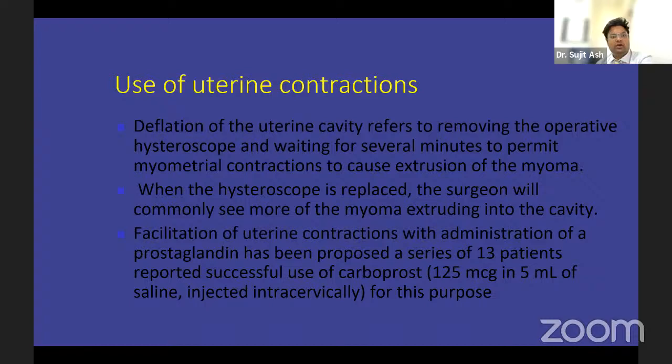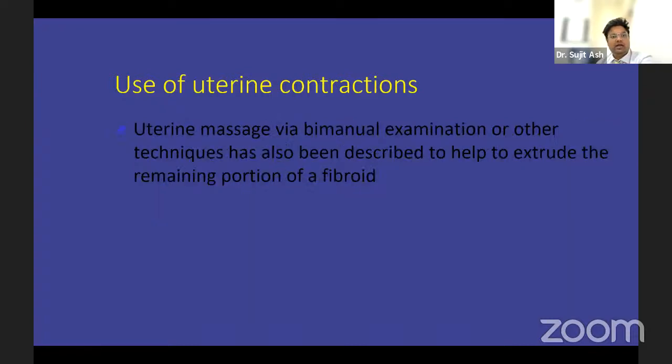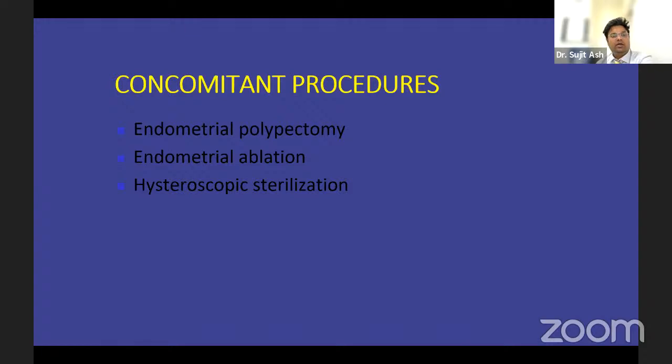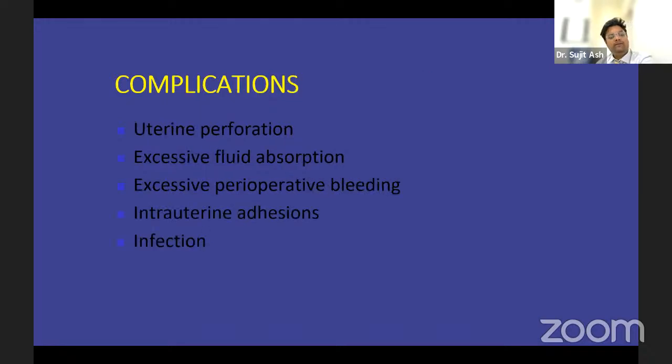After the surgery is done, you can always think of adding a prostaglandin, which can cause contraction and can reduce the bleeding also. Or you might do a bimanual massage, and that also will reduce the bleeding which can happen. Two-step procedure, if you think that the fibroid is too large and it can't be removed, and you do it again in a second setting, which is beneficial for the patient. You can always do a concomitant polypectomy or ablation along with these things if you're thinking about it.